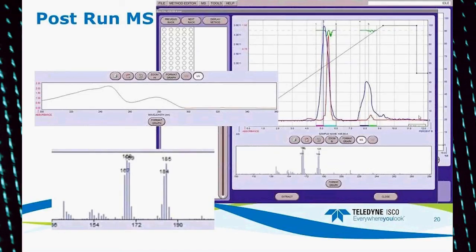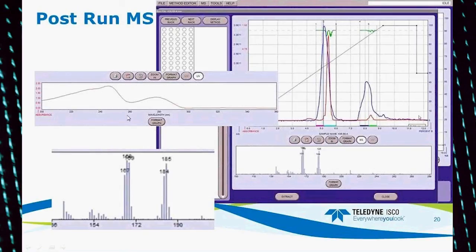Post-run, just a quick example here. You can see that you've clicked in this position on the mass spec peak that shows up here, and it shows you the mass spec down here, and I've blown it up. And at the same point in time, if I switch over to UV, I can get my UV spectra showing at that point in time.